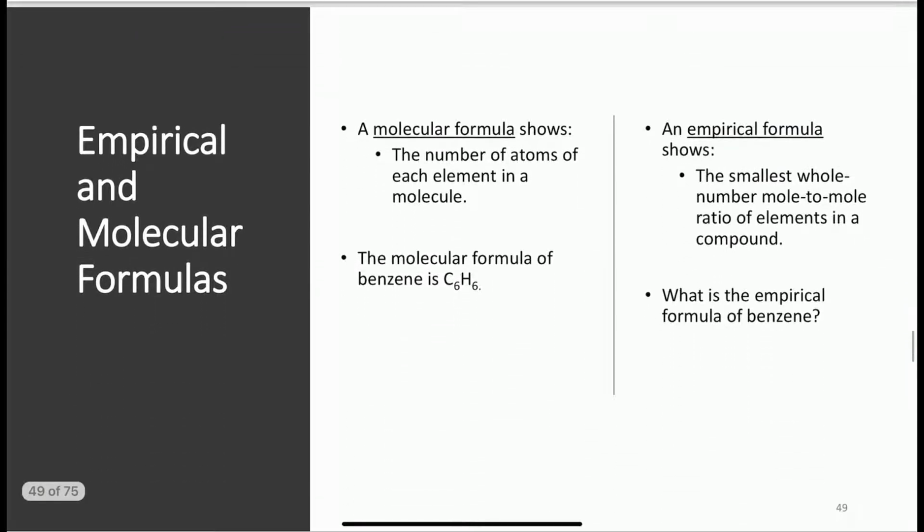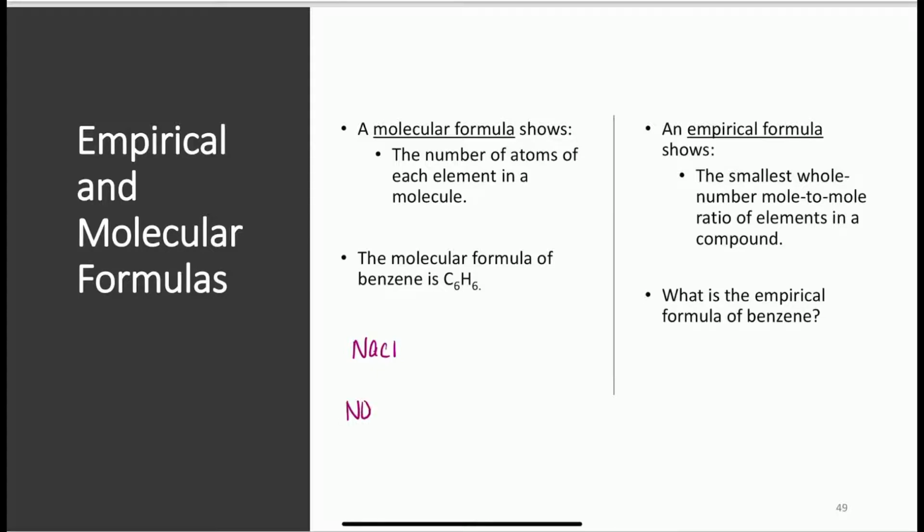So, empirical and molecular formulas. What is the difference here? A molecular formula is something that shows the number of atoms of each element in a molecule. So, molecular formulas can match empirical formulas, but they don't have to. What I mean by that is NaCl is an empirical formula. I'll talk about why in a sec, but it also exists as the formula unit for NaCl.